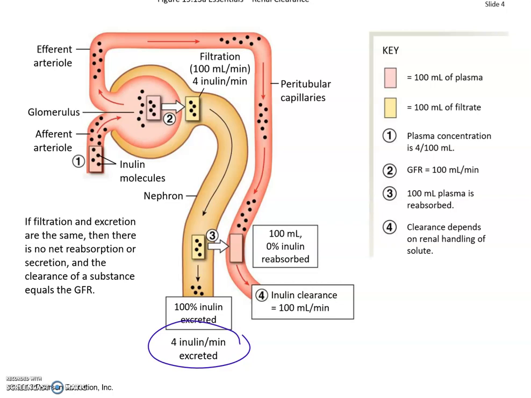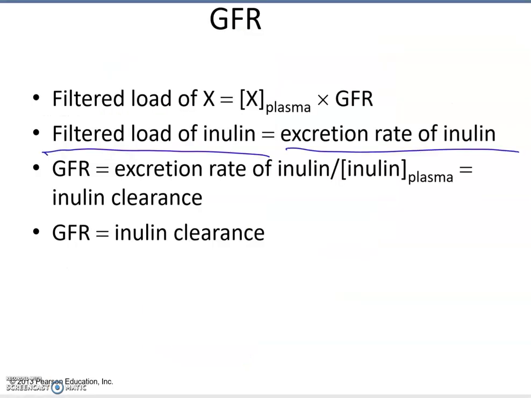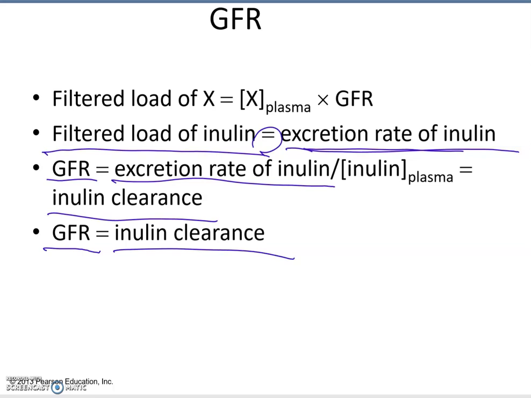So here with the inulin, 100% of the inulin is filtered in the glomerulus, and then it's getting processed, but 0% of the inulin is reabsorbed. That means 100% of the inulin is excreted. That means the filtered load of inulin is equal to the excretion rate of the inulin. That means that the GFR, the glomerular filtration rate, is equal to the excretion rate of inulin, and is equal to the inulin clearance. So GFR is equal to the inulin clearance.